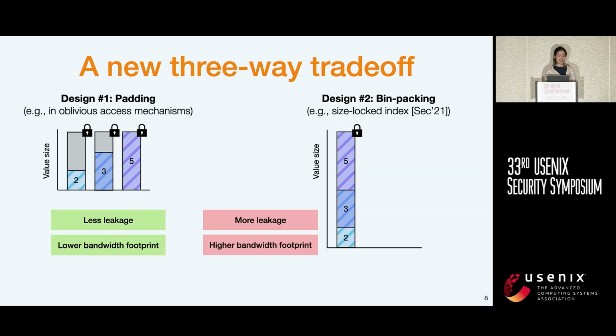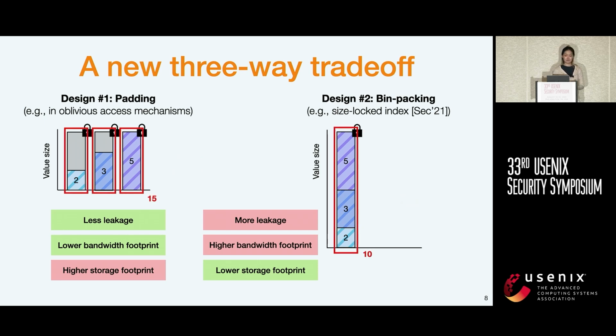Design 1 also has a lower bandwidth footprint since it transfers fewer bytes per query compared to design 2, but it has a higher storage footprint as its padded value sizes add up to 15 compared to 10.